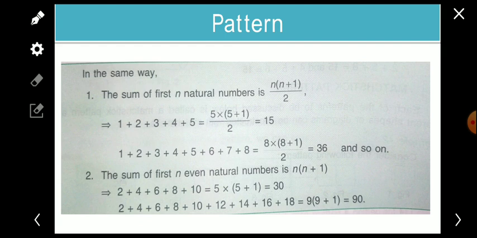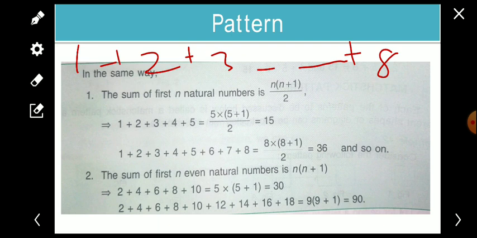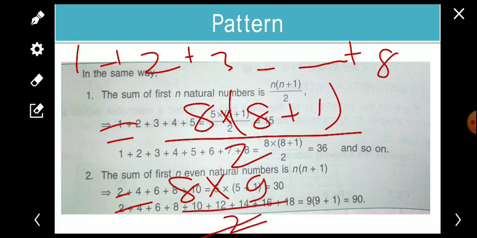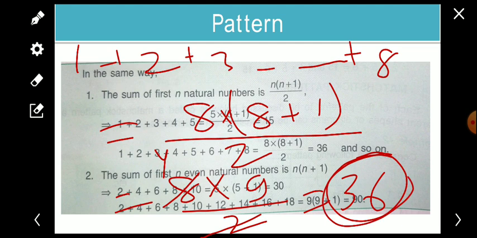Let me write again. 1 plus 2 plus 3, like this we have added up to 8. Then we have n into n plus 1 by 2. So here we get 8 into 8 plus 1, it means 9, by 2. If we divide it, we will get 4. 2 4s are 8, it has been cancelled. So now 4 9s are 36. So we have got the value: if we add the first 8 natural numbers, then the sum will be 36.